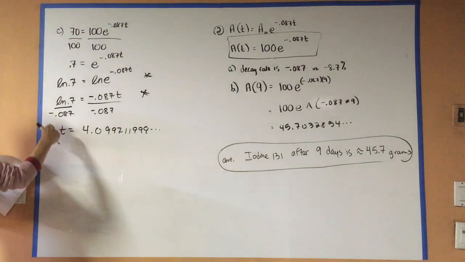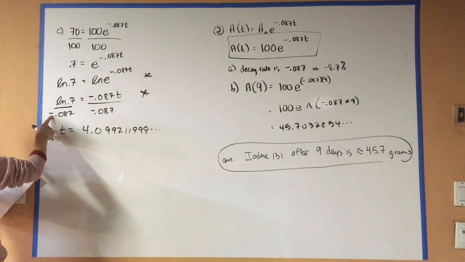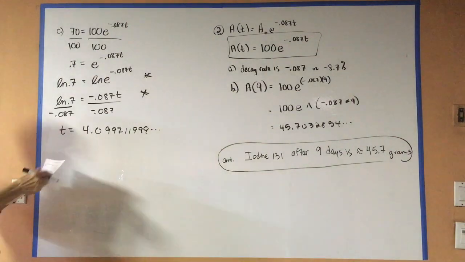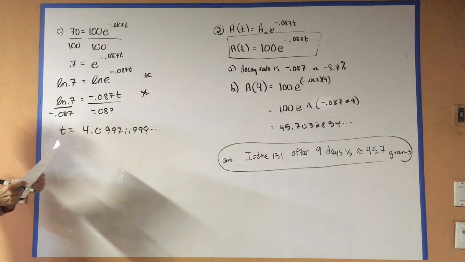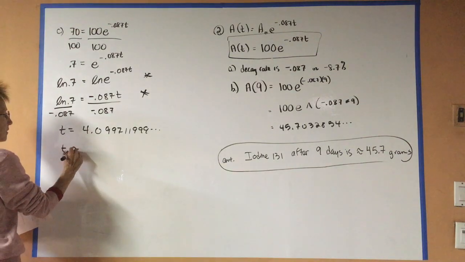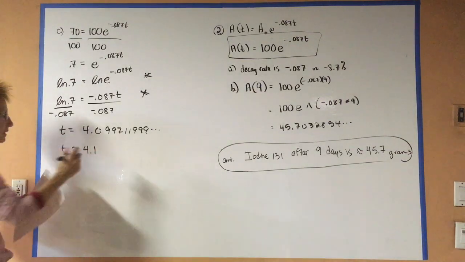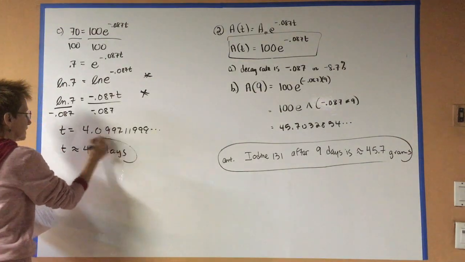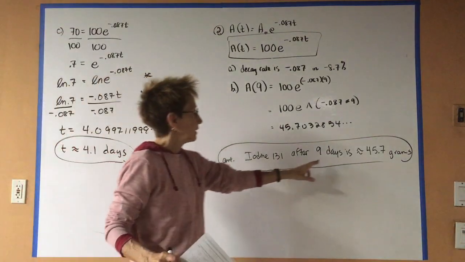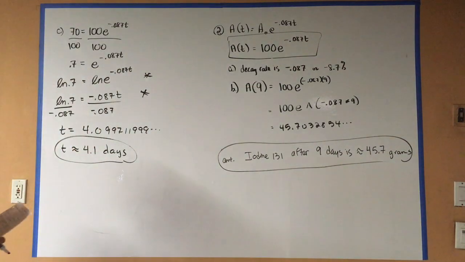Be very careful here to use the negative key, not the minus key, because otherwise it will give you an error message. So how long will it take? Let's round this to 1 decimal place. So time is going to be approximately 4.1, and time was being measured in days. So it's going to take about 4.1 days for it to go down to 70, which makes pretty good sense since after 9 days it went down to 45.7.